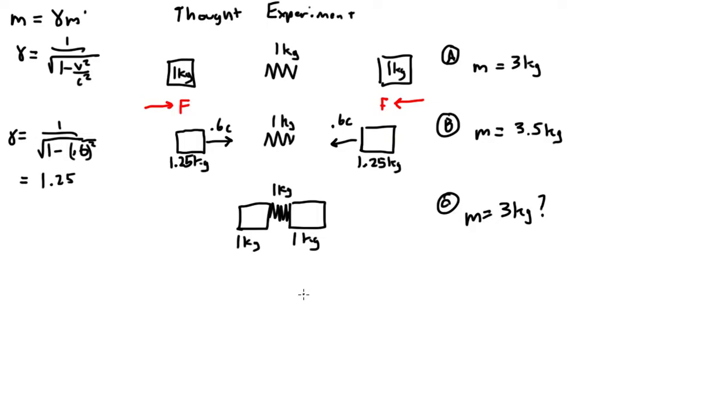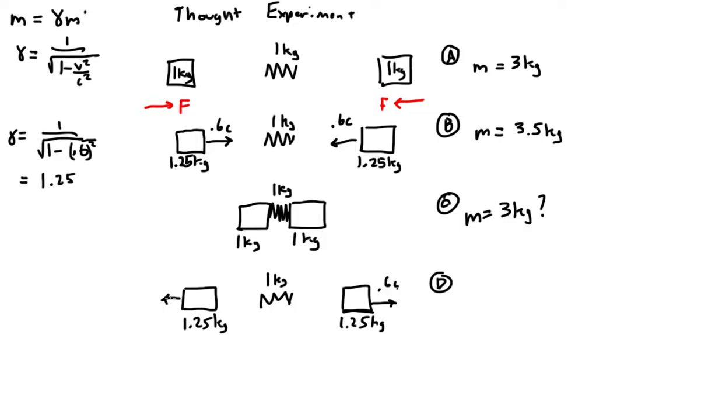What I want to do now is go to state D, the last one, where they bounced off the spring. State C is when the spring is momentarily at rest, everything momentarily at rest, at maximum compression of the spring. Now they bounced off. The spring is back to 1 kilogram, maybe it was always 1 kilogram. This is 1.25 kilograms, and this is 1.25 kilograms, each at 0.6c. So it's obvious that the system at B and the system at D differ only in the direction of velocity of the boxes, so clearly their total mass has to be the same.